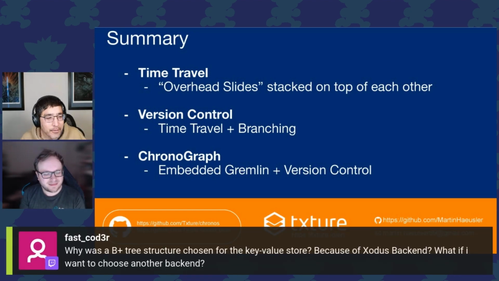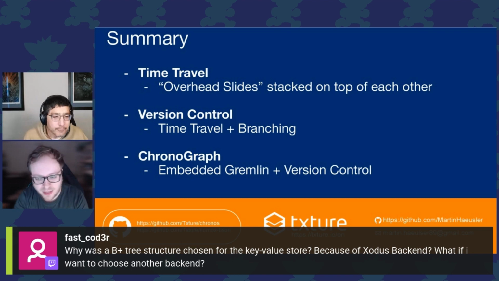Looks like we do have a question from the chat. Why was a B plus tree structure chosen for the key value store? And because of the Exodus backend, what if I chose another backend? Sure, feel free. The B plus tree is provided by Exodus out of the box. By now, they also have a second implementation for the key value store, which uses prefix trees, so Patricia trees, which is very interesting. I haven't tried it yet, but basically any key value store will work as long as it's providing the correct sort order and the correct transaction control mechanism. Any would work. You could also use RocksDB, for example.